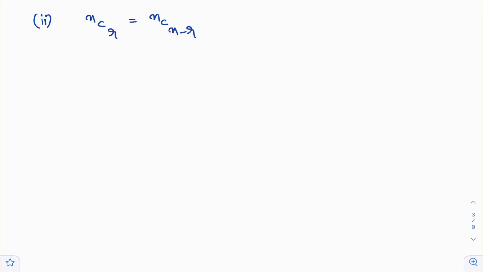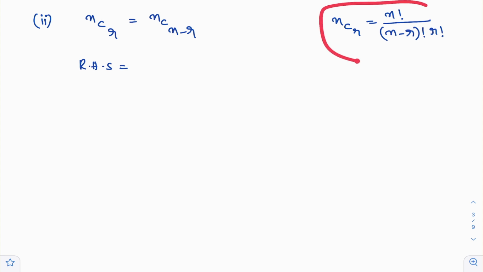nCr is the same as nC(n minus r). Very useful result. We use it very frequently. I'll take the RHS and derive this quickly. You know the formula of nCr, right? What is the formula of nCr? nCr is n factorial divided by (n minus r) factorial into r factorial. This is the nCr formula, right?